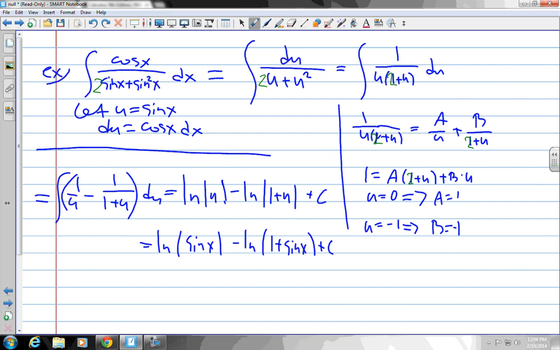So u equals 0, A is 1/2, right? But then what do we do? u equals negative 1 gives negative 2, and then B is negative 1/2. But here's my philosophical issue. u is sine of x. Can I make it equal negative 2? I mean, that's illegal, right? The sine is between negative 1 and 1.